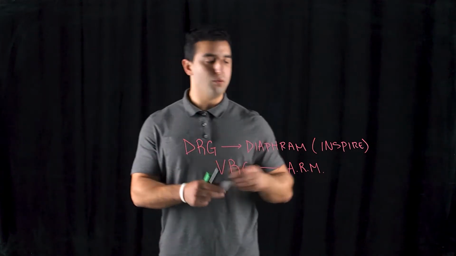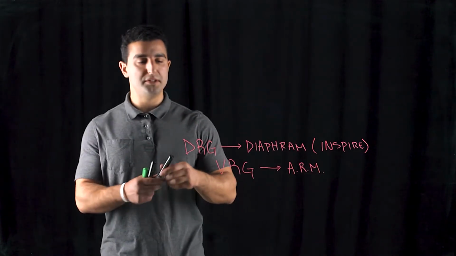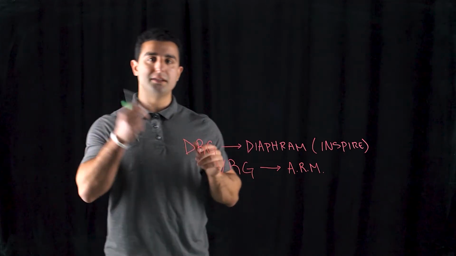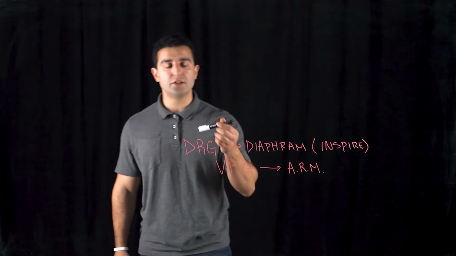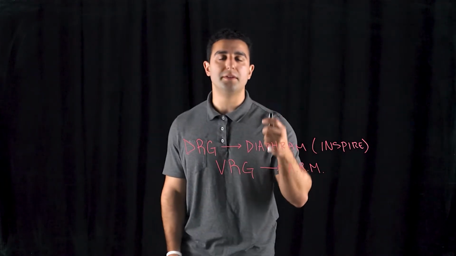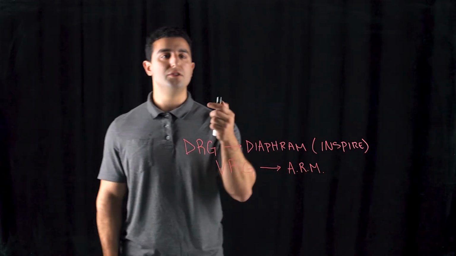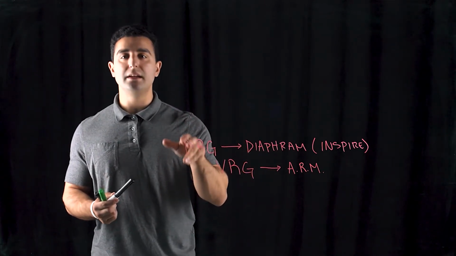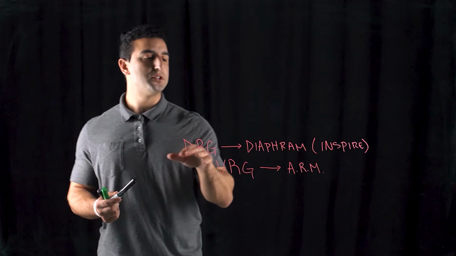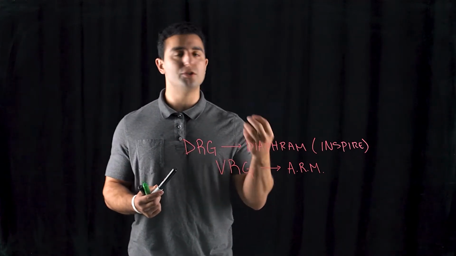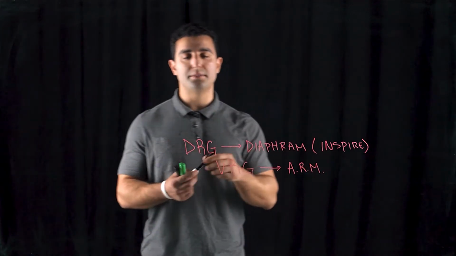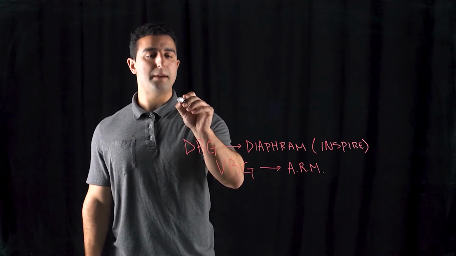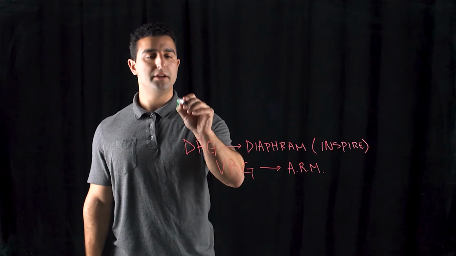Now, the white region here is the pons. So in white, I'm going to write the pons. There are two specific regions in the pons: the apneustic center and the pneumotaxic center. These are stimulating the dorsal respiratory group and ventral respiratory group in order to generate a rhythm for respiration.